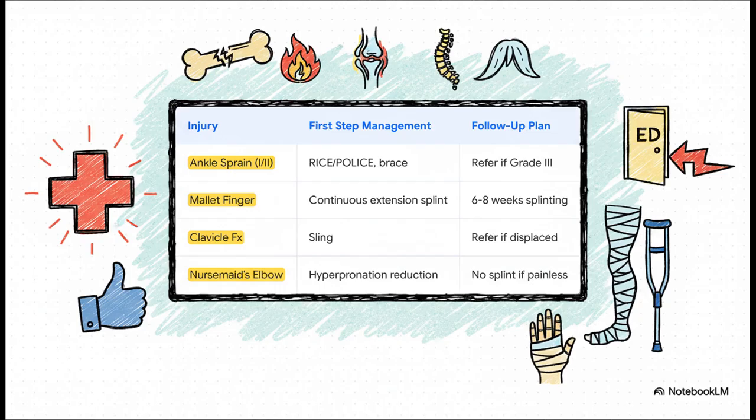For a mallet finger, it's all about that continuous splinting in extension for weeks. A simple clavicle fracture in the middle of the bone, a sling is usually all you need to start. And of course, the classic nursemaid's elbow in a toddler, you do that quick hyperpronation reduction, and it's like magic.